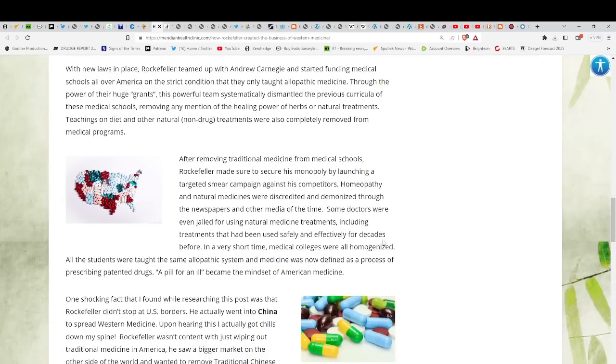After removing traditional medicine from medical schools, Rockefeller made sure to secure his monopoly by launching a targeted smear campaign against his competitors. Homeopathy and natural medicines were discredited and demonized through the newspapers and other media at the time. Some doctors were even jailed for using natural medicine treatments, including treatments that had been used safely and effectively for decades before.